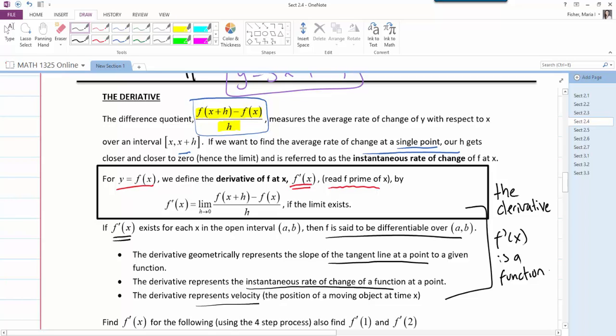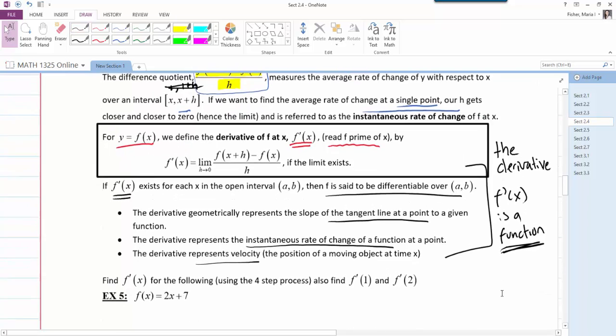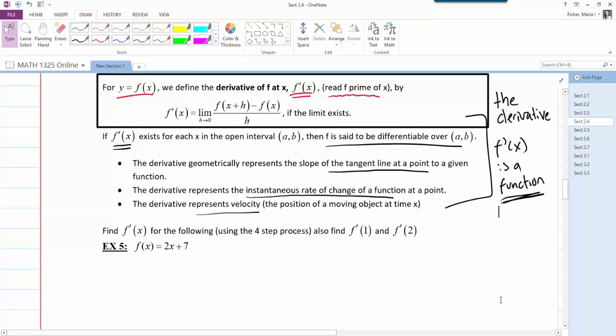So the difference from what we're about to do to what we did before in the previous examples is, instead of looking at the point being given, instead of being told that we're going to look from 1 to 1 plus h, we're going to keep everything in x's so that we end up with a function at the end that can be used to find the slope of the tangent line. So the derivative represents the slope of the tangent line, but we're going to look at it as a function, the derivative as a function. And we're going to be using this 4-step process to find the derivative. So we're going to define what that 4-step process is as we're looking at example 5.